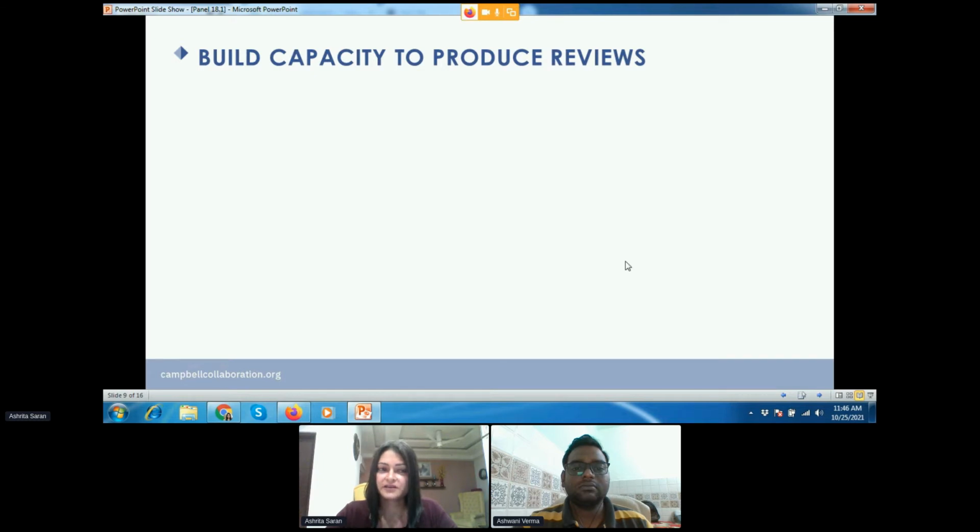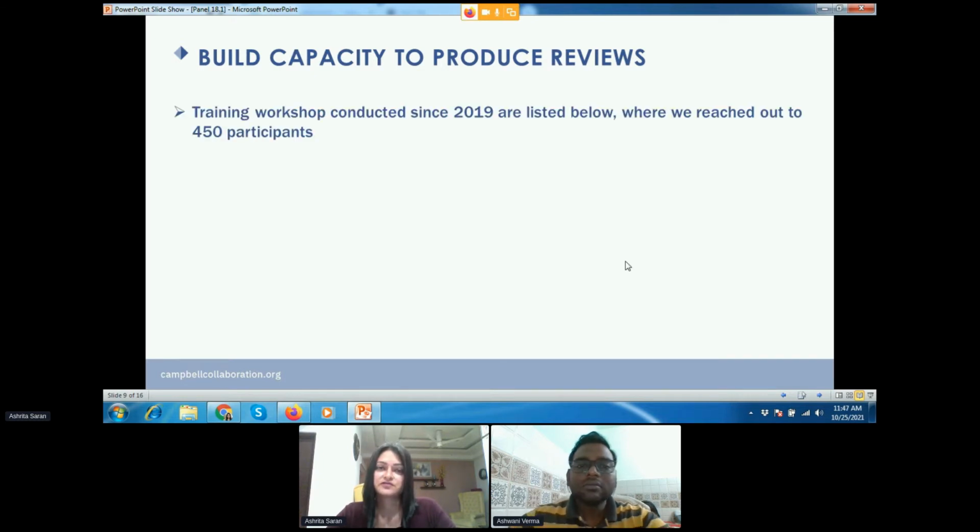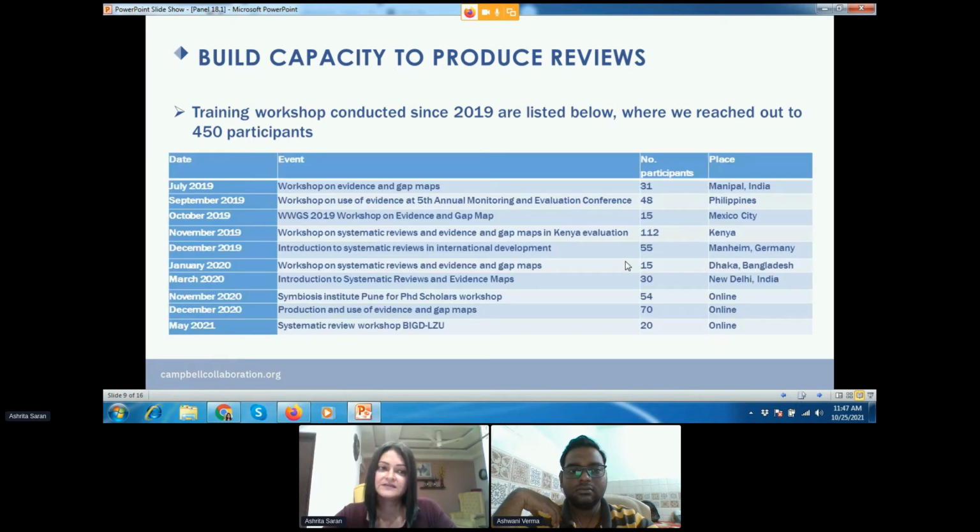The second strategic component that we have worked on so far is building capacity to produce reviews and maps. Campbell South Asia has worked on Campbell's strategy, having a 3-stage process for these systematic review workshops, starting from introduction to systematic reviews and mapping, then the protocol workshop, and thirdly, the report writing workshop. And if we look at the numbers, since 2019, we have reached out to 450 participants through such workshops. These are some of the recent and key workshops that we have worked on. The most recent was the systematic review workshop, which was held jointly for BRAC Institute Bangladesh and Lanzhou University, China.